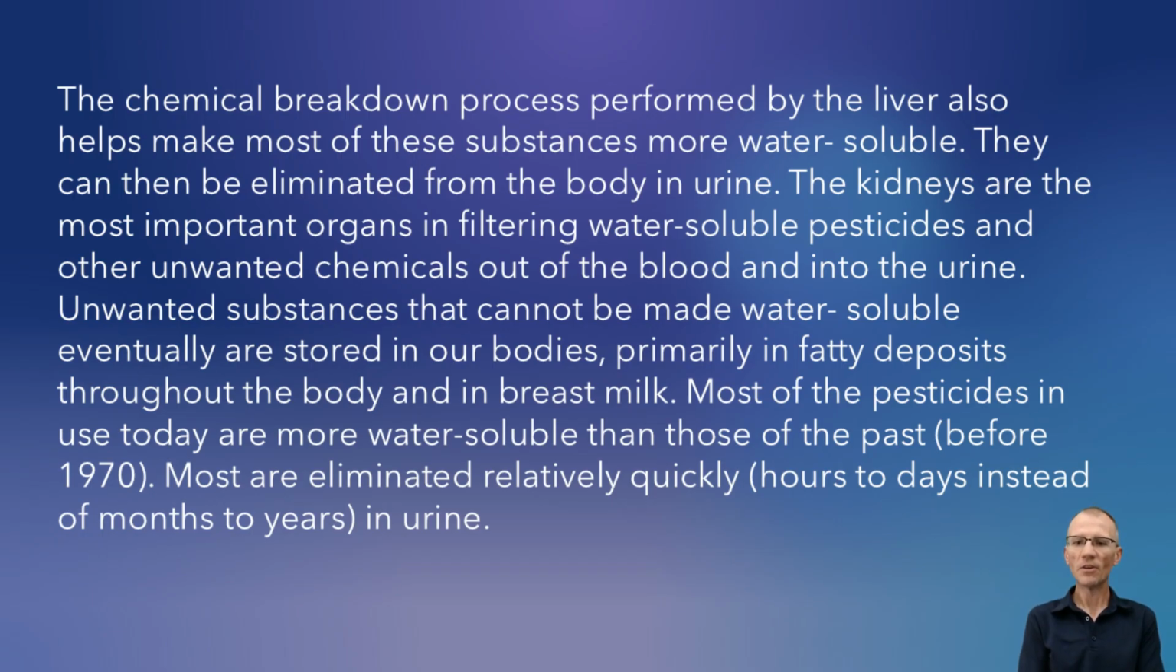The kidneys are the most important organs in filtering water-soluble pesticides and other unwanted chemicals out of the blood and into the urine. Unwanted substances that cannot be made water-soluble eventually are stored in our bodies, primarily in fatty deposits throughout the body and in breast milk. Most of the pesticides in use today are more water-soluble than those of the past, before 1970. Most are eliminated relatively quickly, hours to days instead of months to years, in urine.